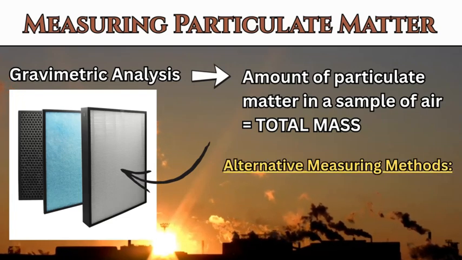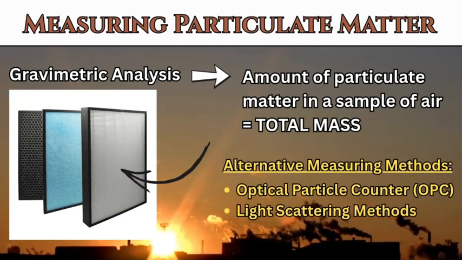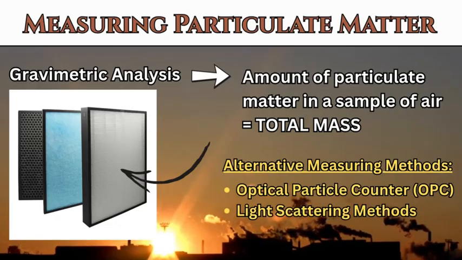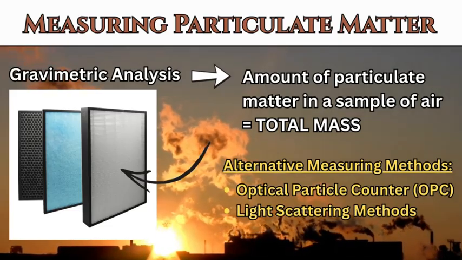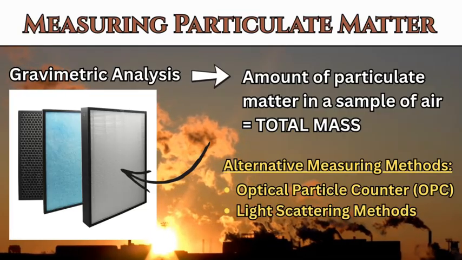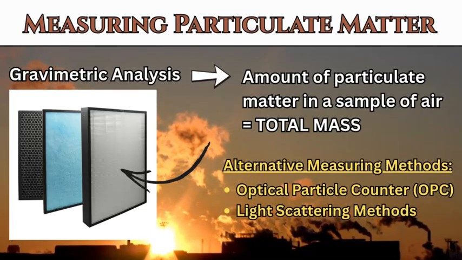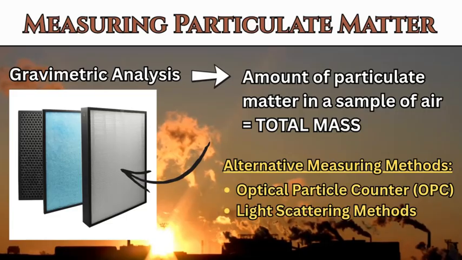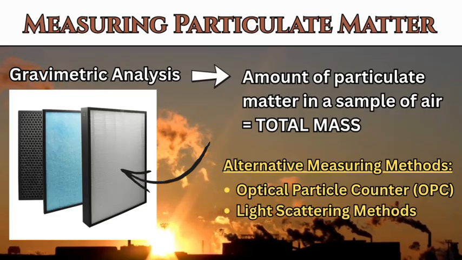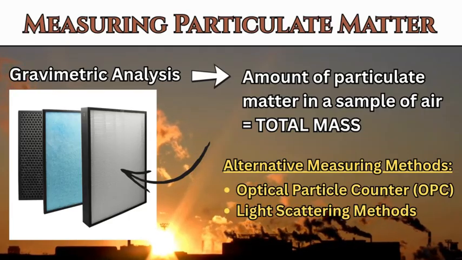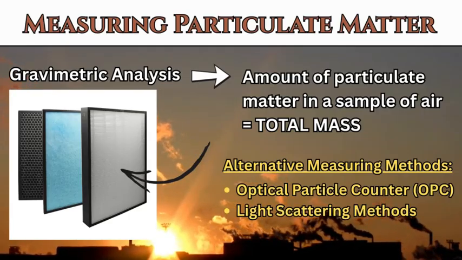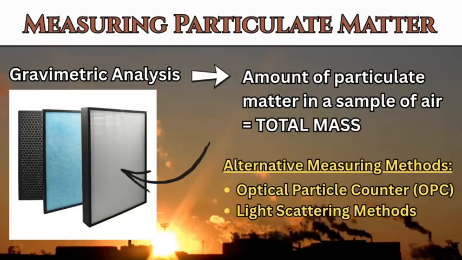In addition to gravimetric analysis, you also can use an optical particle counter, or an OPC, which basically is using light to count the particulate matter in the filter, and also use light to scatter when it encounters particulates, and this scattering can be calculated to figure out the mass of the PM that you have in your filter. So other methods are used, but the gravimetric analysis is the most common.